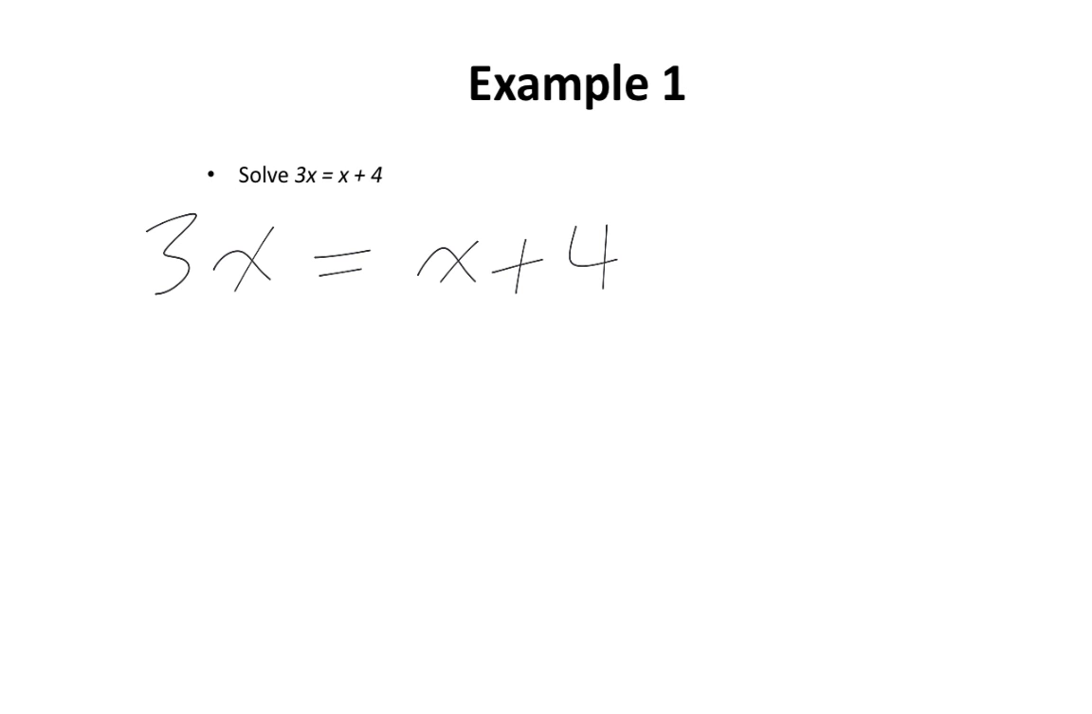Since there is only 3x on the left side of the equation, we're going to leave it as is. And on the right side of the equation, these are both unlike terms, so we're going to leave them as well. We want to solve for x. In other words, we want to isolate x.